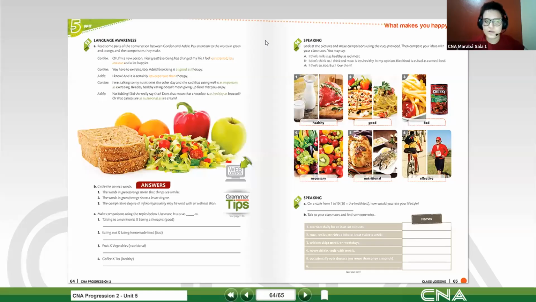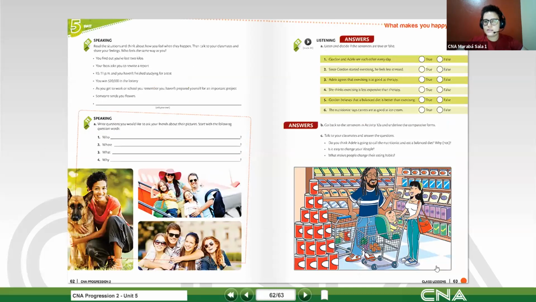Let's go back to the book now. So on page 63, we already did the activities. We did the listening. I don't know if you remember, but in the listening, there was a conversation between Gordon and Adele. And Gordon was telling Adele how he decided to go to a nutritionist to start exercising and to start eating food that was healthier. And then he recommended for Adele that she do the same.